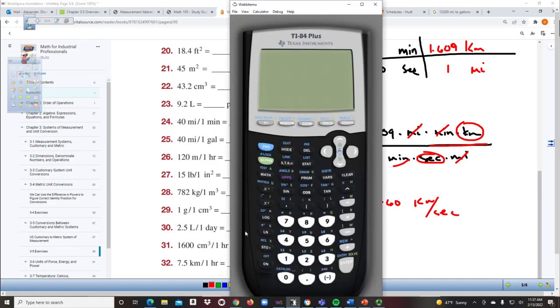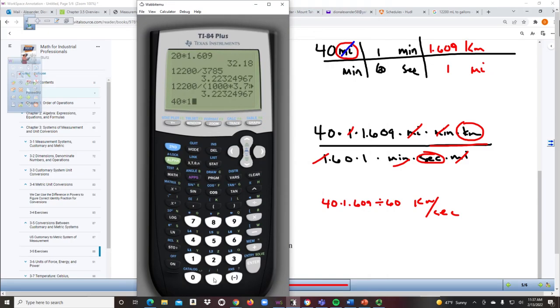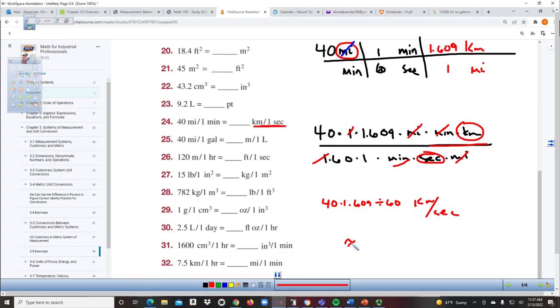If I go to my calculator, we say 40 times 1.609 divided by 60, we get 1.073 kilometers per second. So this would be approximately 1.073 kilometers per second. All right, so hopefully we're able to follow that method and get number 31 knocked out.